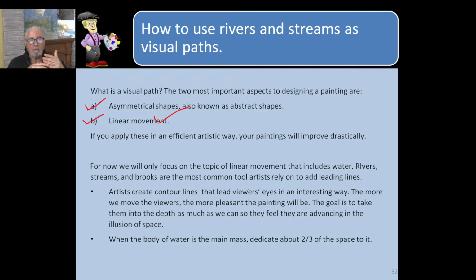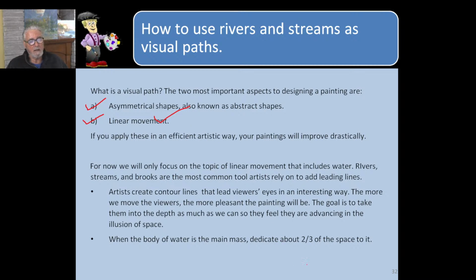There's something that happens with the viewer's mind, but that's the number one goal for artists: to achieve those lines rather than pursue reality or realism. And that also applies to portraits, still lifes, pet portraits, everything's about lines. We'll talk about that much more in future classes. So the thing is, the more we move the viewers, the more pleasant the painting will be. The goal is to take them into the depth as much as we can so they feel that they're advancing in the illusion of space. That's the trick right there. The viewer has to feel that he or she is walking through the illusion of space.